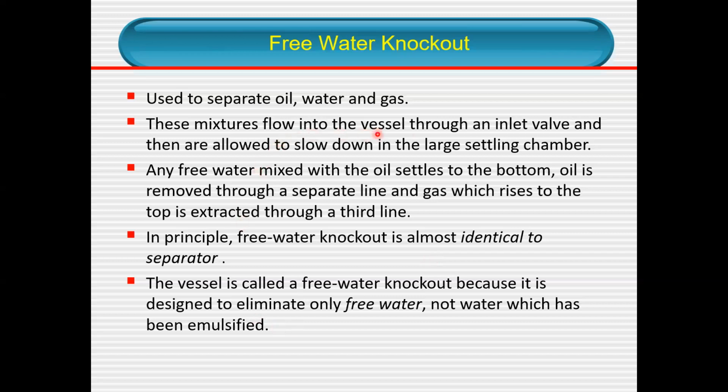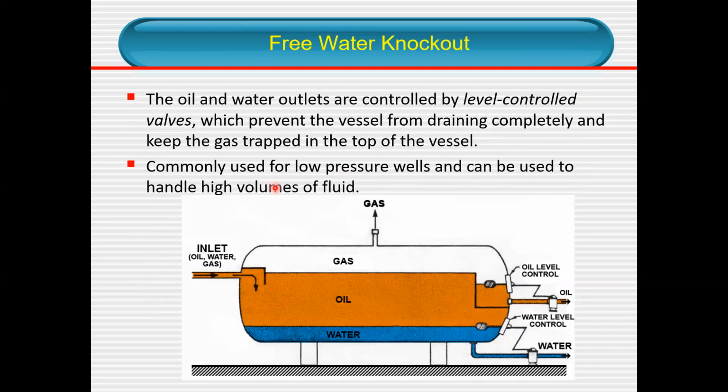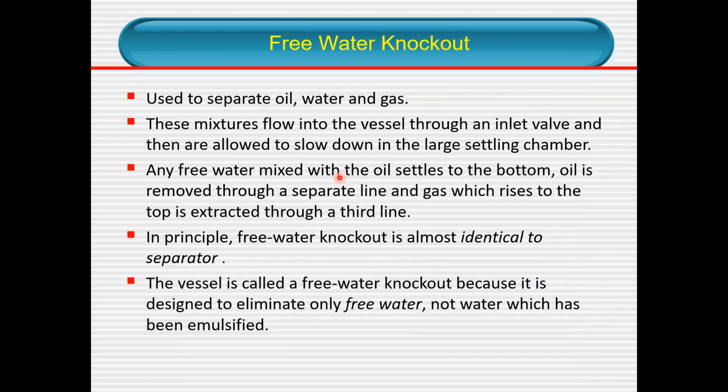This mixture flows into the vessel through an inlet valve, as usual, similar to a separator, and is then allowed to slow down in the large settling chamber. Any free water mixed with the oil settles to the bottom, oil is removed through the separator line, and gas, which rises to the top, is extracted.